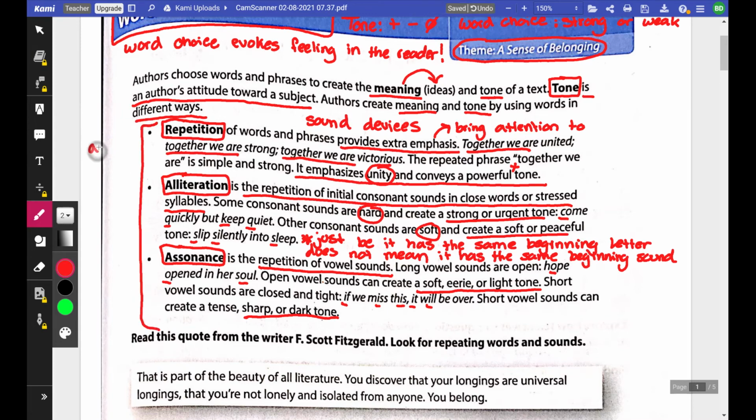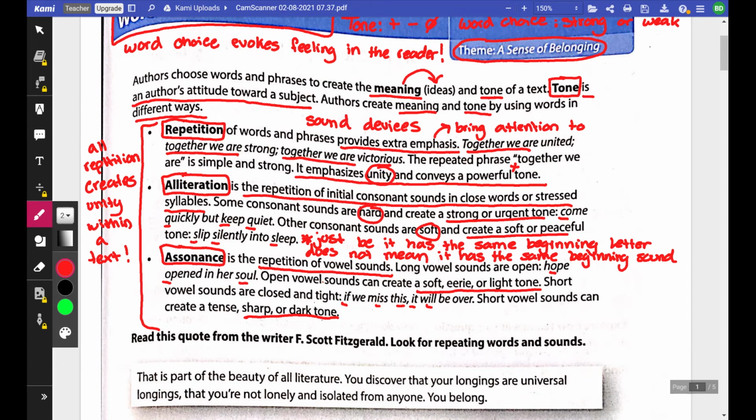So, all repetition creates unity within a text. This is very important. We've got to make sure we understand this. Any type of repetition that you have in a text is there because it is making the text united. It is there to make sure that it works in unity, and it contributes to the overall meaning and the tone of the text.